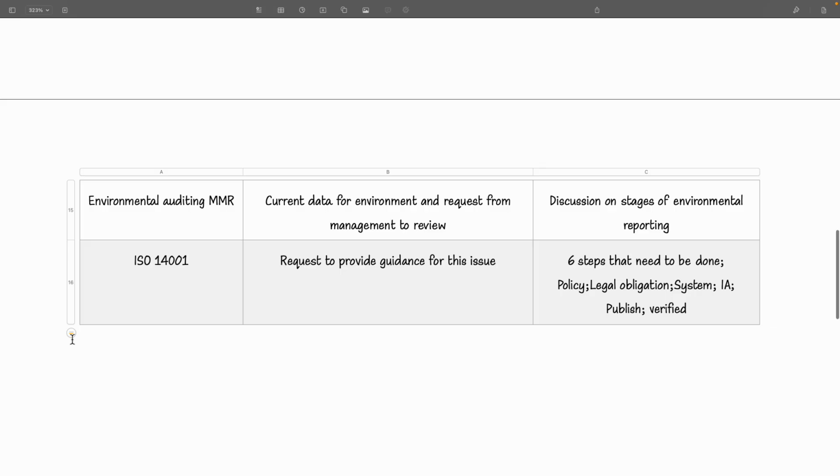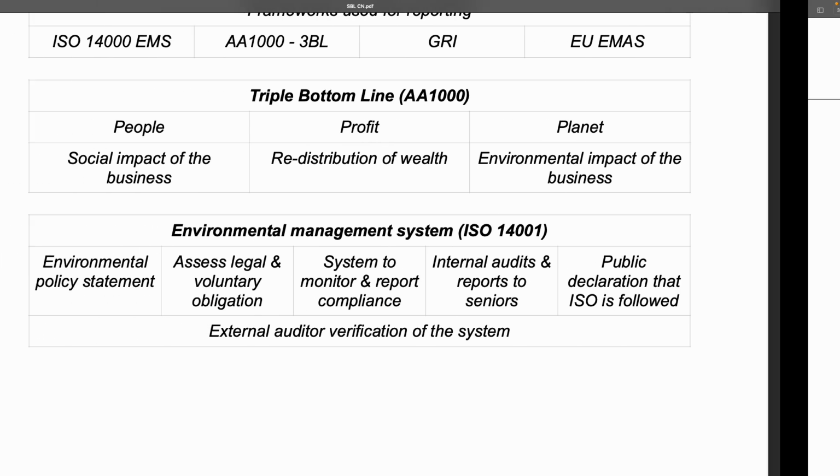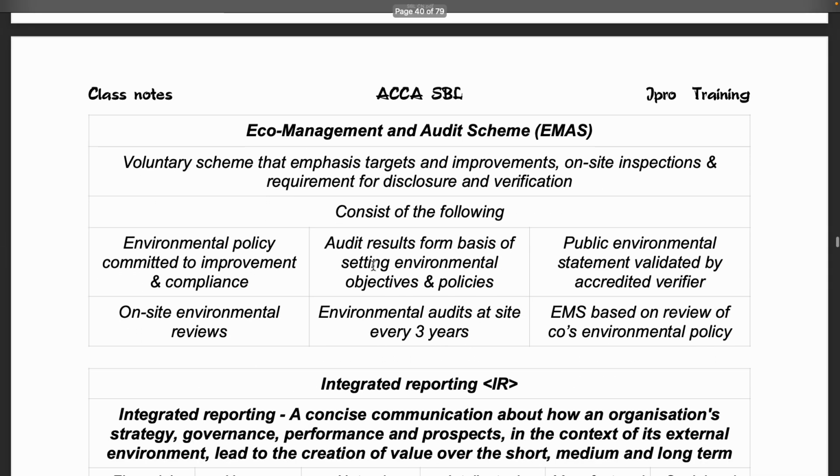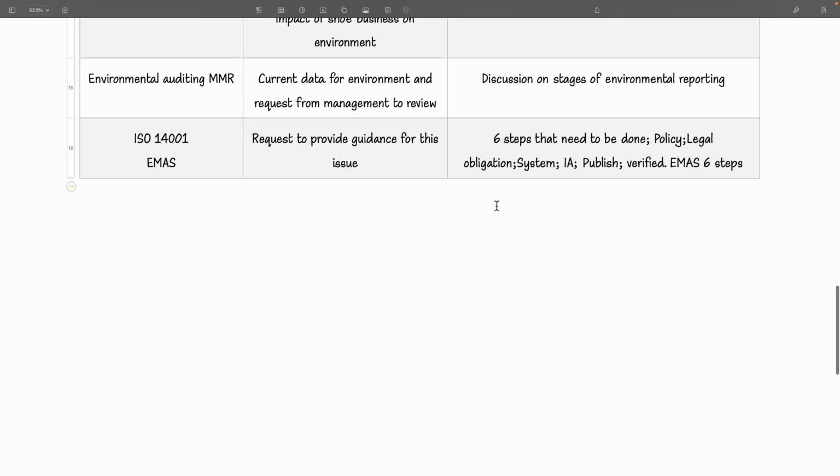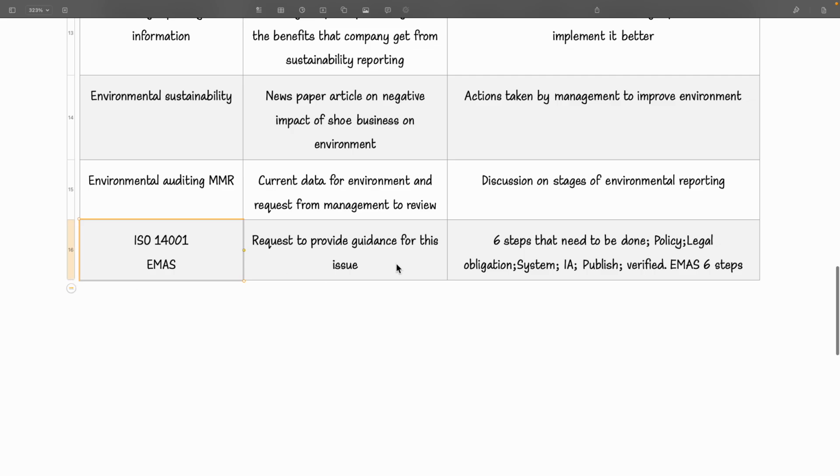That's ISO 14000. Same thing with EMAS. Okay, EMAS is down here. EMAS also you got some 1, 2, 3, 4, 5, 6 steps also. Okay, that covers this part.